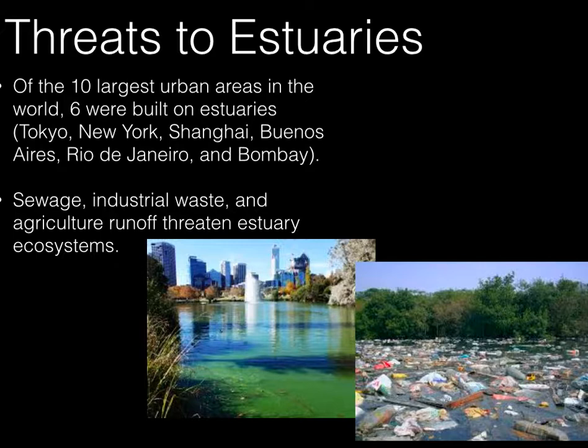A lot of the threats to these lands are obviously sewage problems and runoff of agriculture, runoff of fertilizers, which cause these algae plumes. You can kind of see some algae plumes here. And then trash. Trash buildup is also a threat to these estuaries.